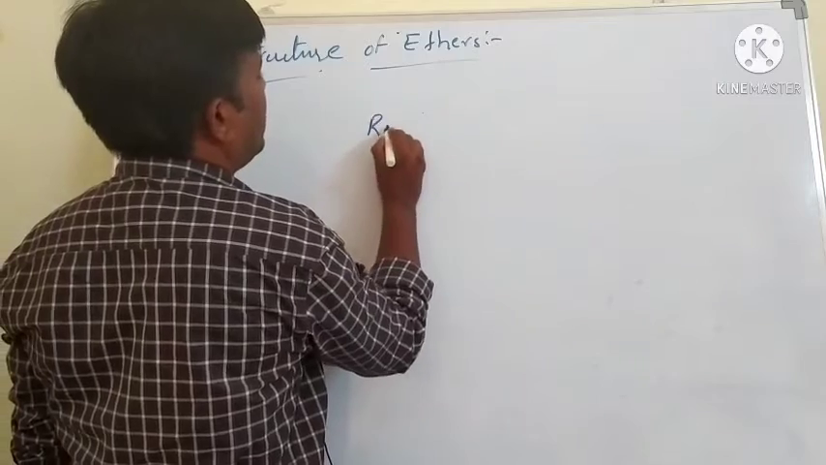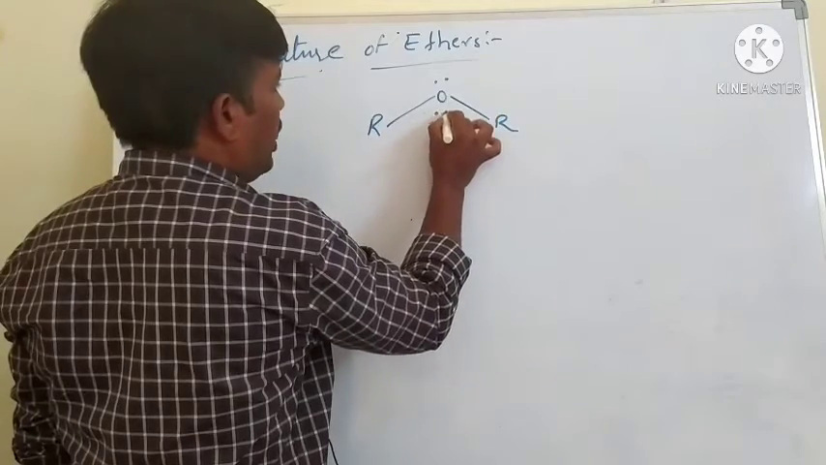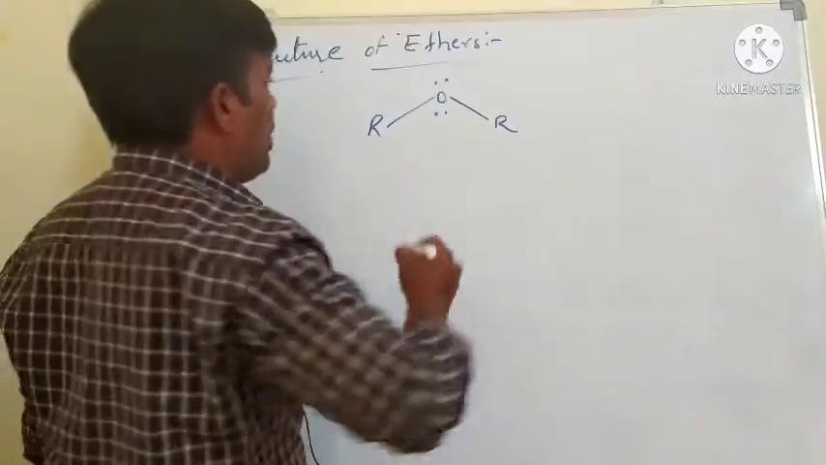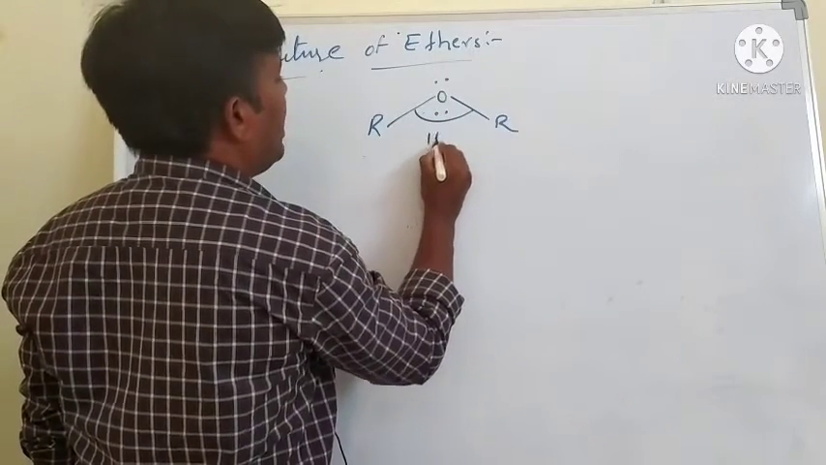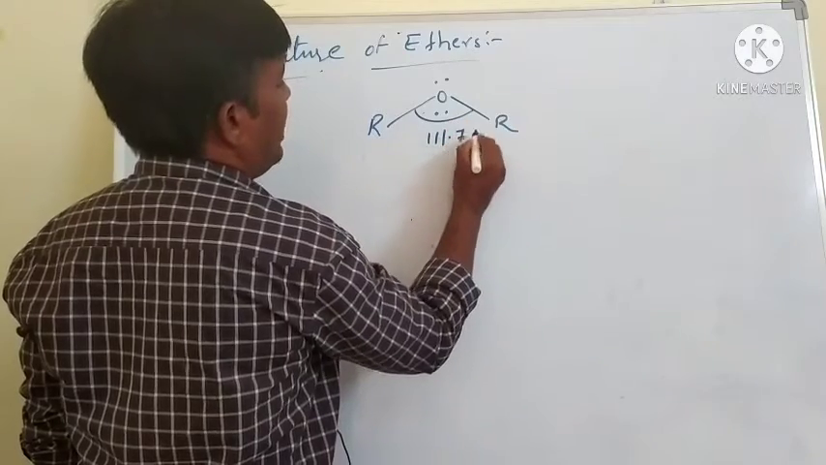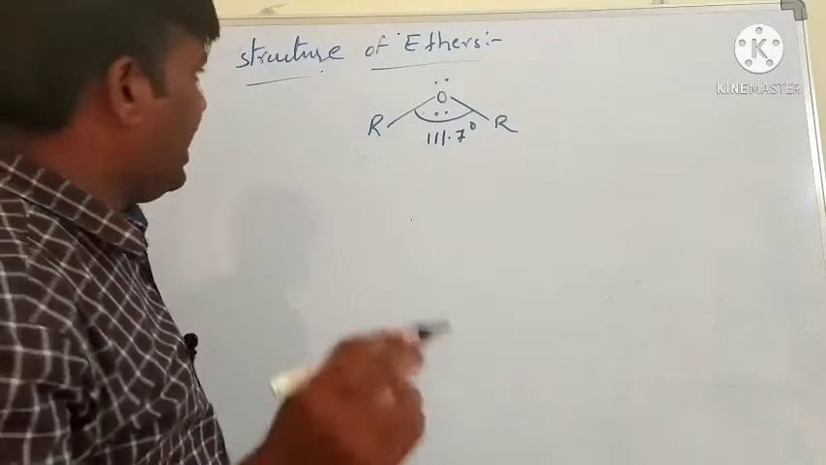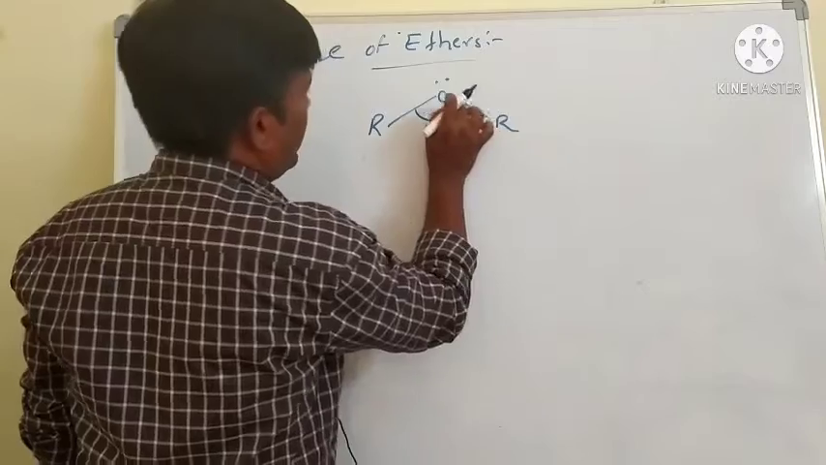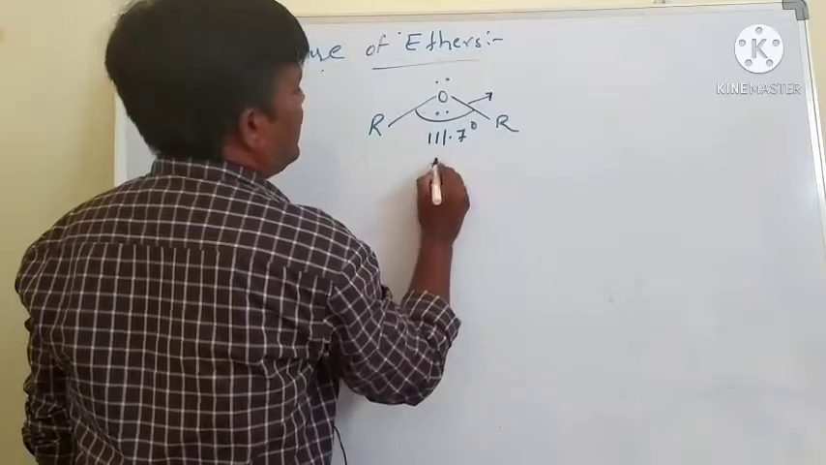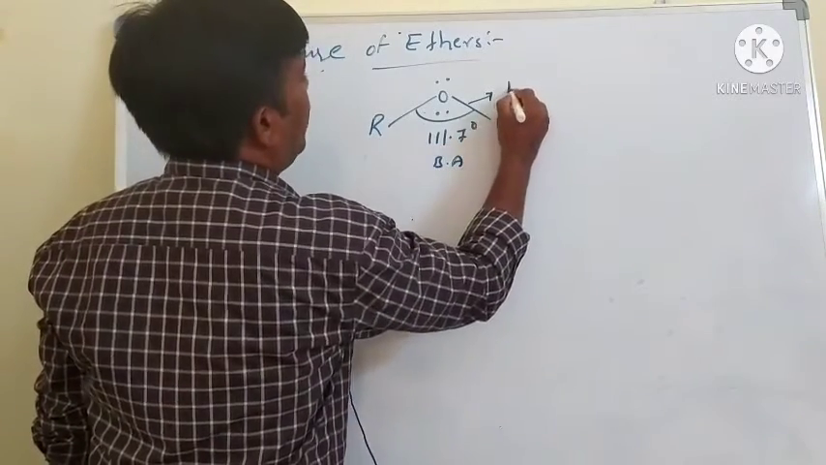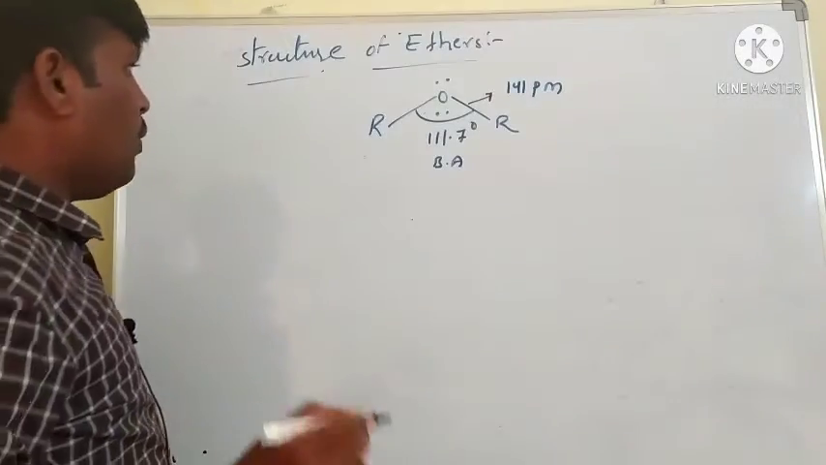That is R, O, and R. Oxygen has two lone pairs of electrons. The bond angle between these two bonds is equal to 111.7 degrees. Okay, and the bond length between the oxygen and the carbon is 141 picometers.